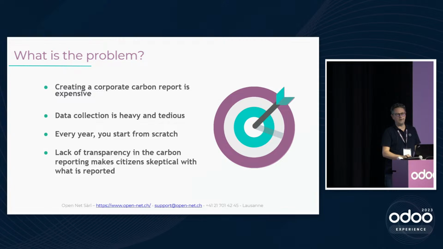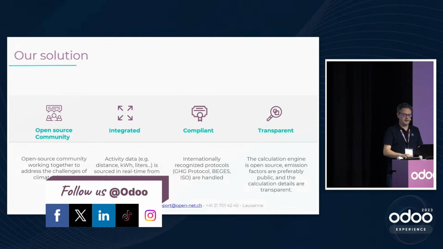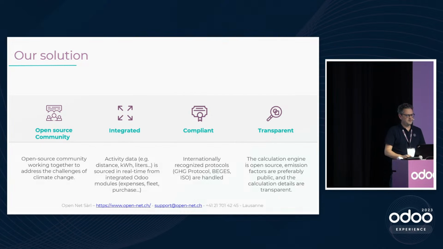And when all of us are looking at these kinds of reports, the first thing we have in mind is, am I being greenwashed? So the idea here is to provide something that is as transparent as possible. That is the reason why we're going to release this engine open source and try to rely on open data for the emission factors. And this solution is directly integrated within Odoo, and you will see during the demo all the side benefits that we have by doing so.